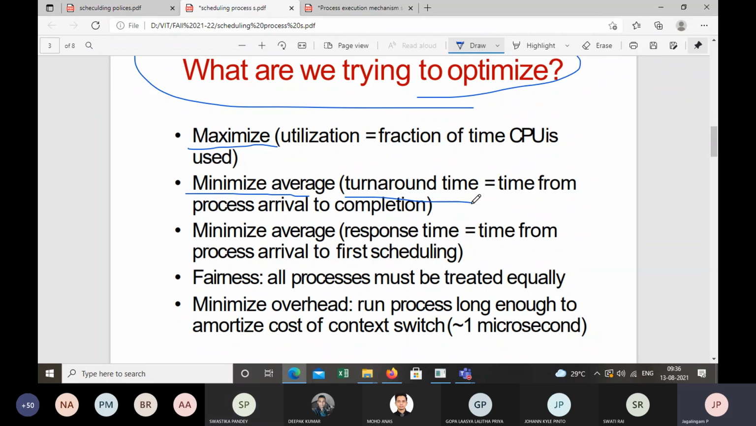Now the goal of the scheduler is to minimize the turnaround time. That is, it makes sure that the process is not waiting for too long. Fine. Good. The third point is that it tries to minimize the response time. What do you mean by response time?